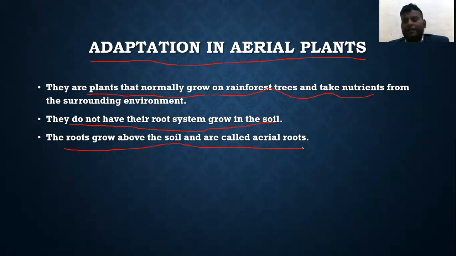And the last is parasitic plants, the plants that live on other plants to get nutrients. So they are called parasitic plants. The plant that provides nutrients is called the host. So the plant providing the nutrient is known as the host, and the plant that gets the nutrient is called the parasite. The parasite plant penetrates into the host body to get nutrients.